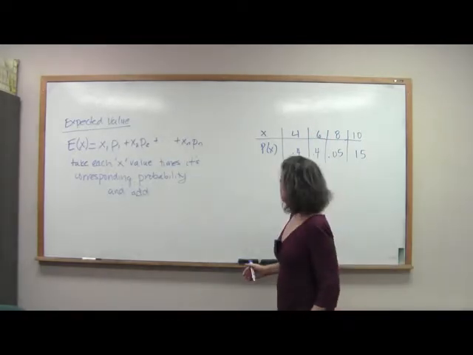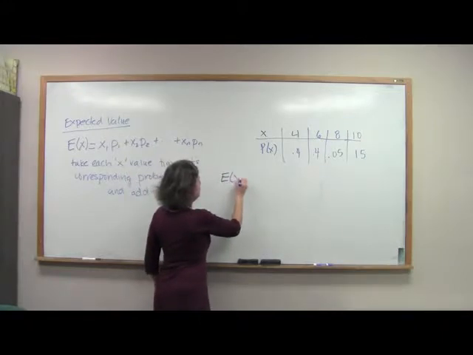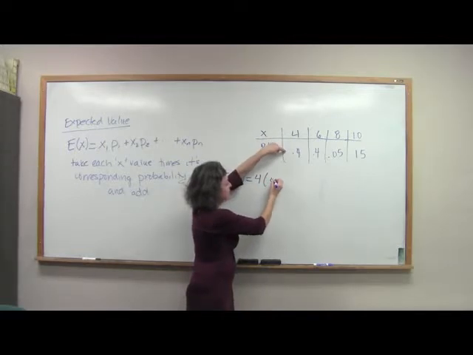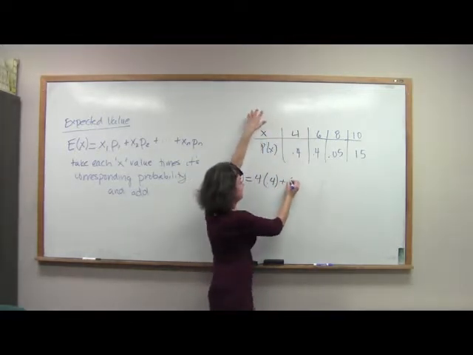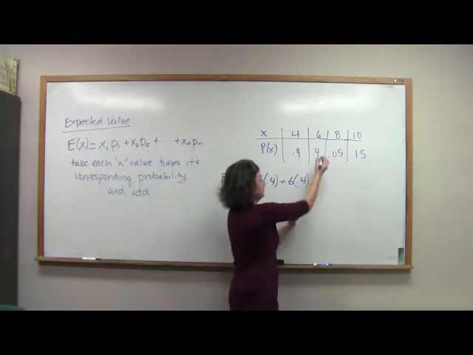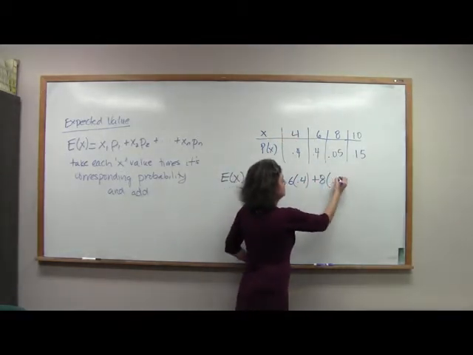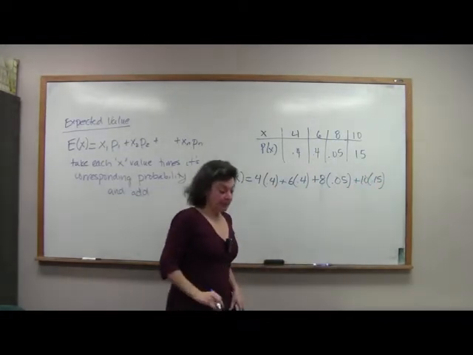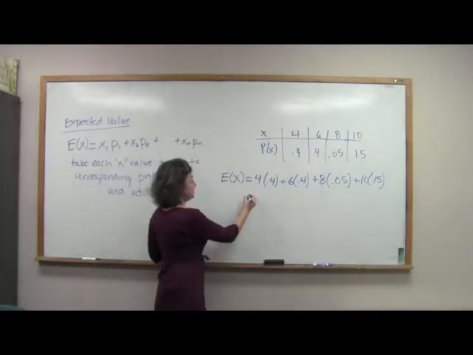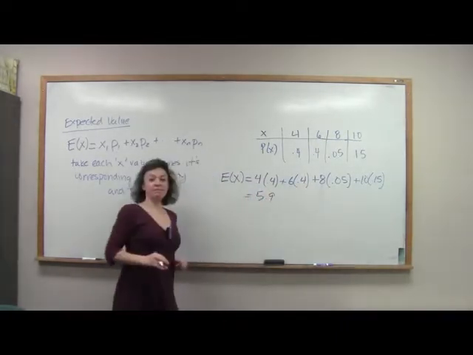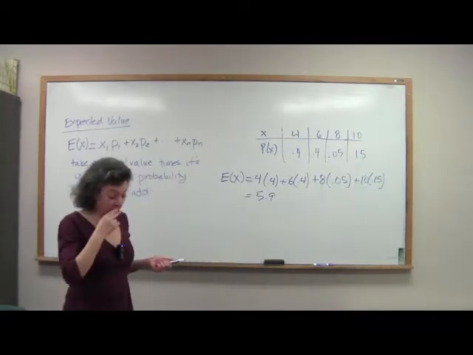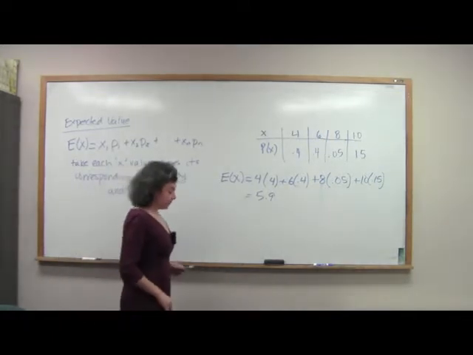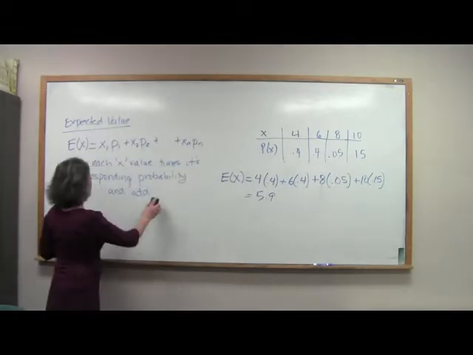Now, what we can do is we can actually compute this to see what we get. You take your first x value times its probability, plus your next x value times its corresponding probability, plus 8 times 0.05 plus 10 times 0.15. And if you go through and do these computations, you're going to get 5.9, which is exactly what our intuition told us we would get. All right, let's do another example now.